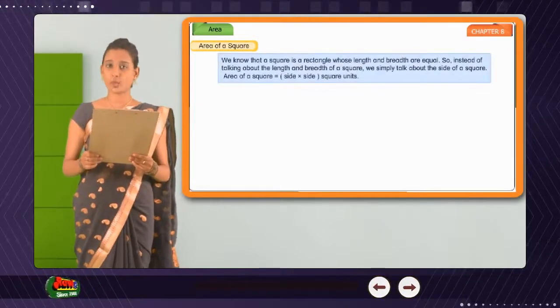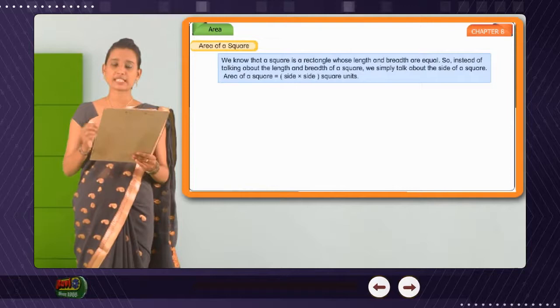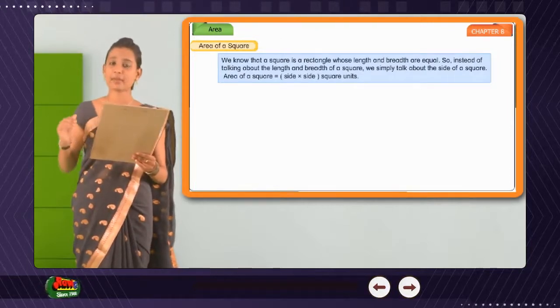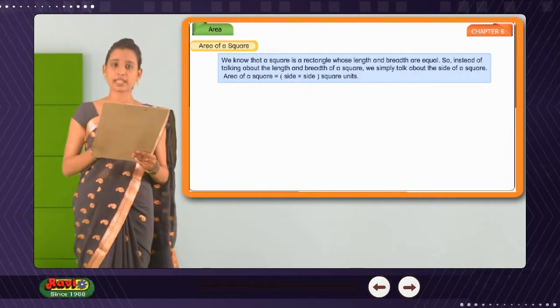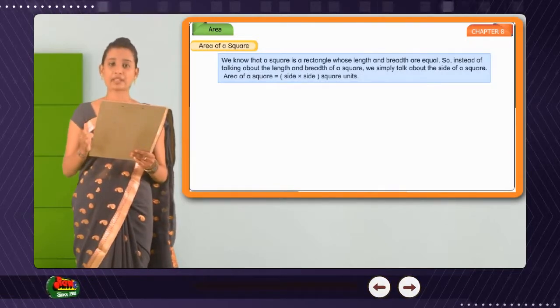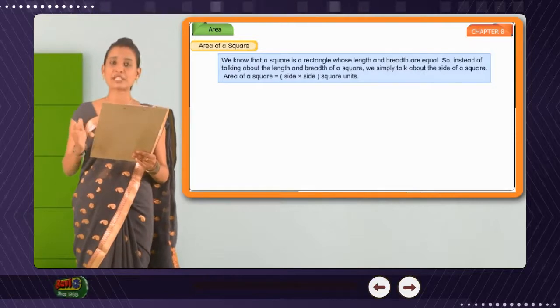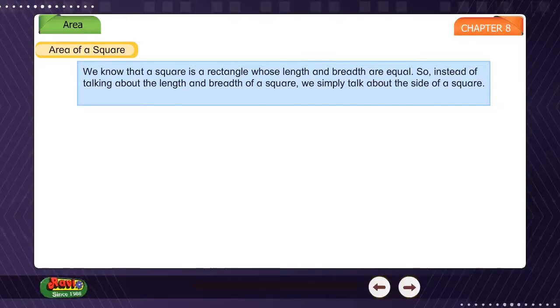Area of a square. We know that a square is a rectangle whose length and breadth are equal. So, instead of talking about the length and breadth of a square, we simply talk about the side of a square. Area of a square is equal to side into side square units.